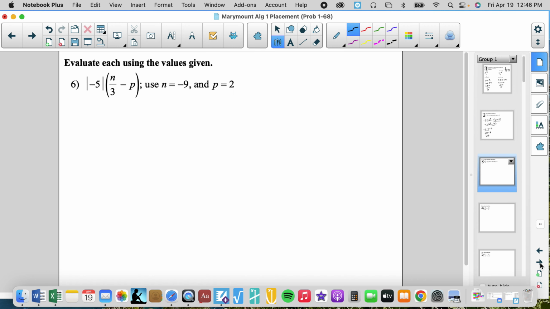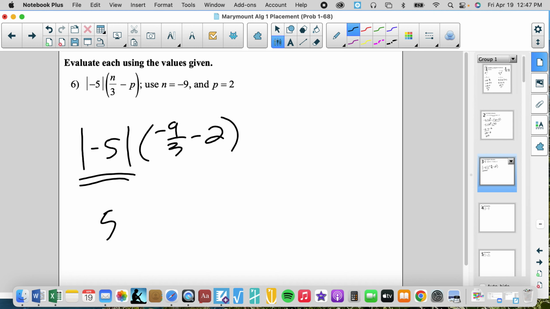We have the absolute value, which is a form of a grouping symbol, but we'll get there. Then a quantity, n is -9 over 3 minus 2. So we will do this grouping symbol first, which is 5. The absolute value of -5 just wants the distance of a number. A number has 2 things. It has distance and direction. The direction is the positive and negative. The distance would be the number, I guess. Yeah, we can see it like that.